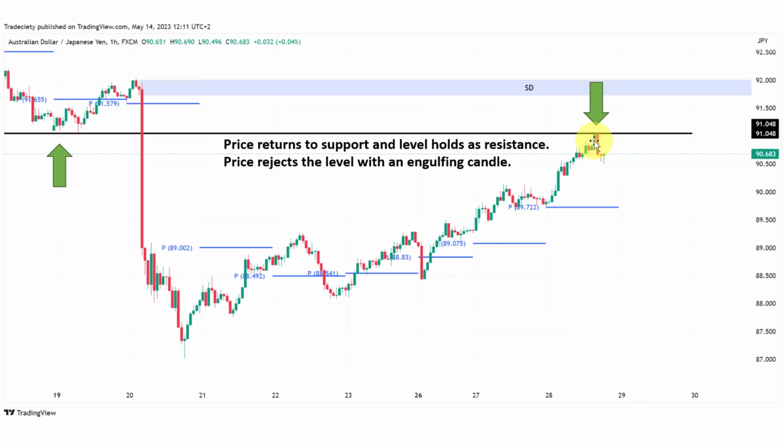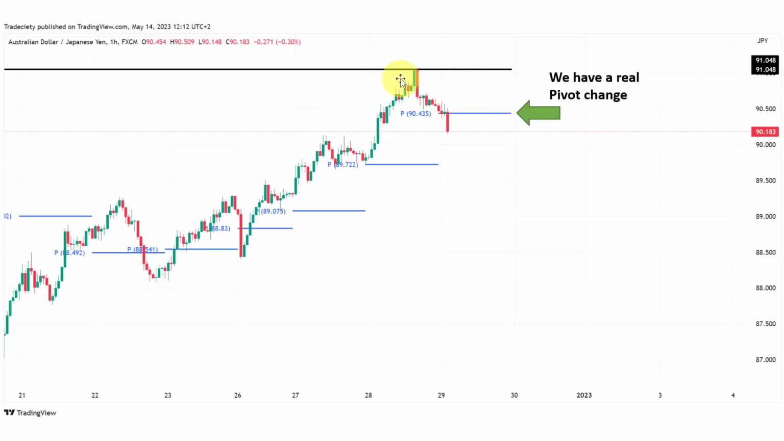The market comes back into it first. We don't touch the supply and demand zone, but we reach this area, and we see here an engulfing candle, a very strong signal. And we can find often good trading scenarios around those areas. So what we do is we wait a little bit, we wait for a pivot change.